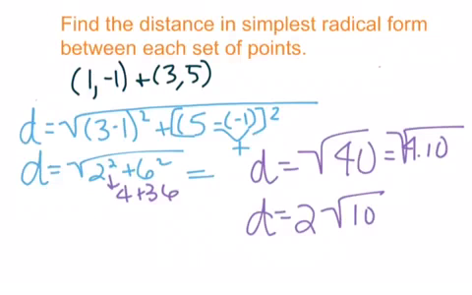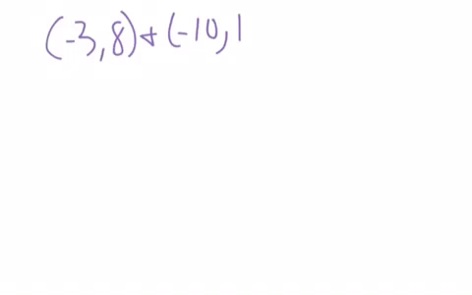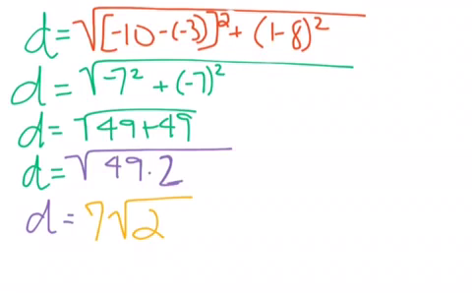Okay, I want you to do this next one on your own. It's going to be negative 3, 8, and negative 10, and 1. Use the distance formula. It should be in your notes because you just copied it in there, and it's also in the textbook. So when you're finished, hit play, and we'll check your answers.